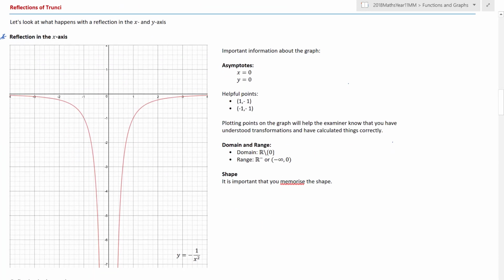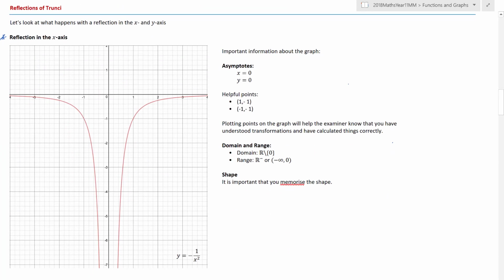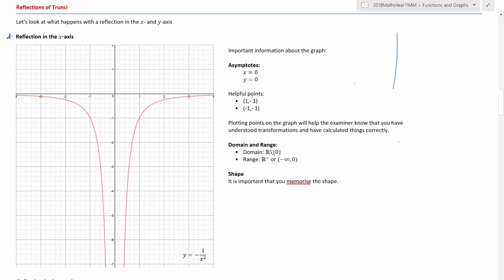Let's kick straight into reflections of trunci. When we reflect said trunci, and again, make sure you always remember what your base truncus looks like, all right? This is a very, very brief sketch. I'm going to reflect that in the x-axis. Here is my x-axis, which means that it's actually going to reflect that way. And lo and behold, there we go. Yes, we can see that it just flips.